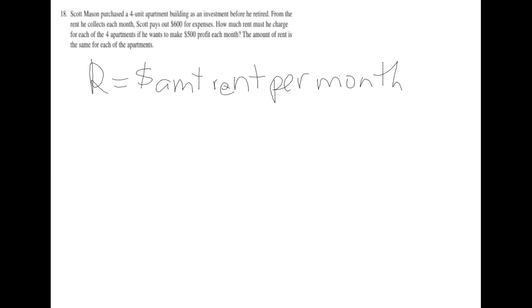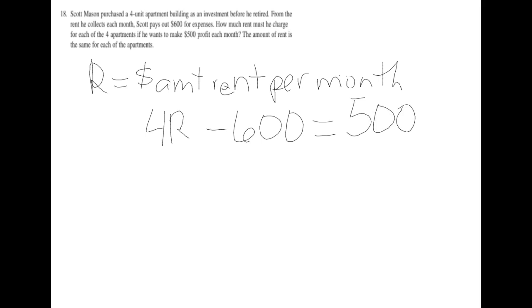Okay, then we know that there are 4 apartments. So the 4 apartments times the rent for each apartment minus the $600 of expenses has to equal his $500 desired profit. So then we just solve from here.